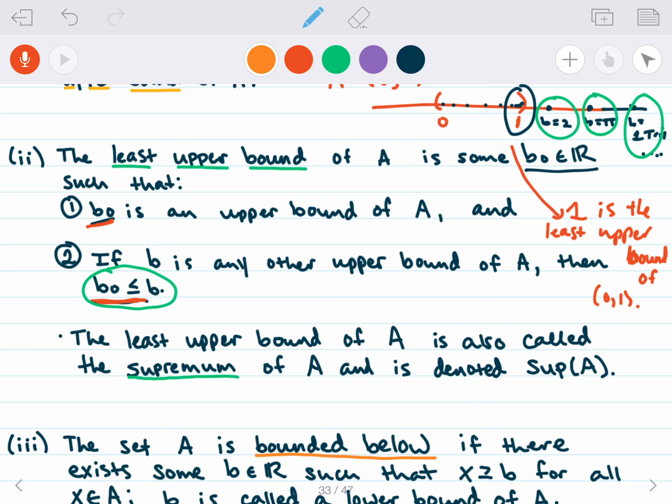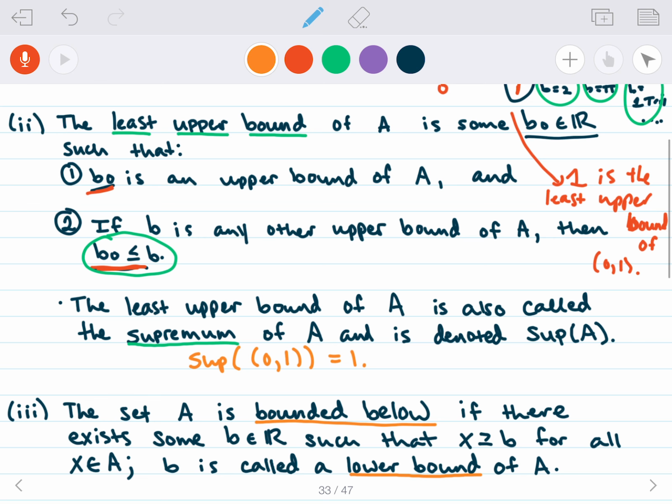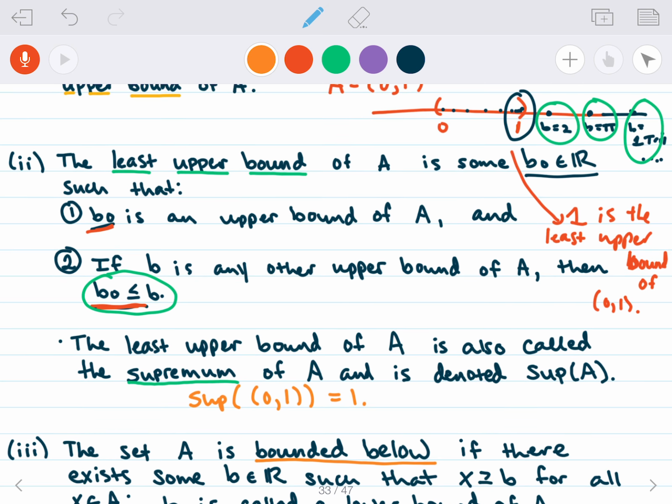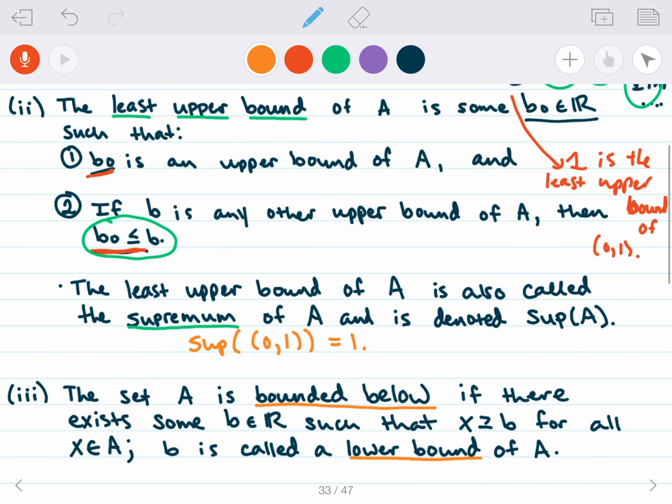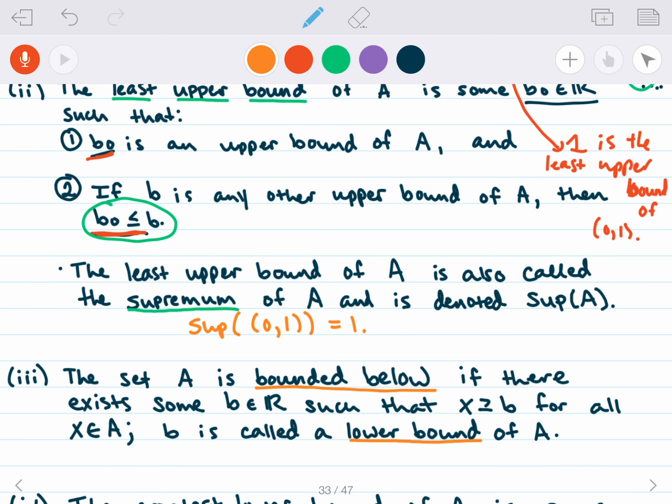So in our case here, the sup of the open interval from 0 to 1 is 1. Okay, it's the least upper bound. All upper bounds are larger than 1, so 2, pi, a trillion, yada yada. Okay. And so we have an analogous definition for the lower bound, bounded below, etc.